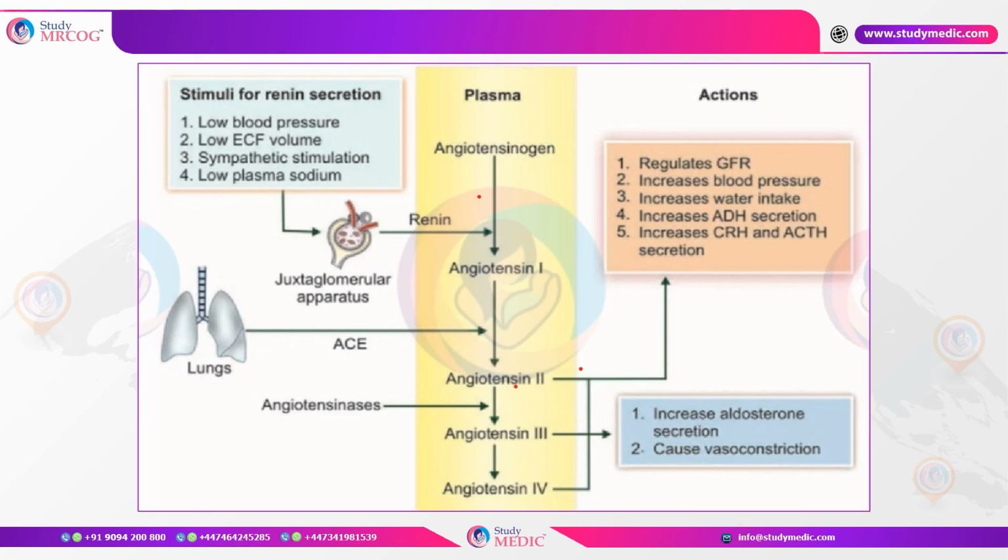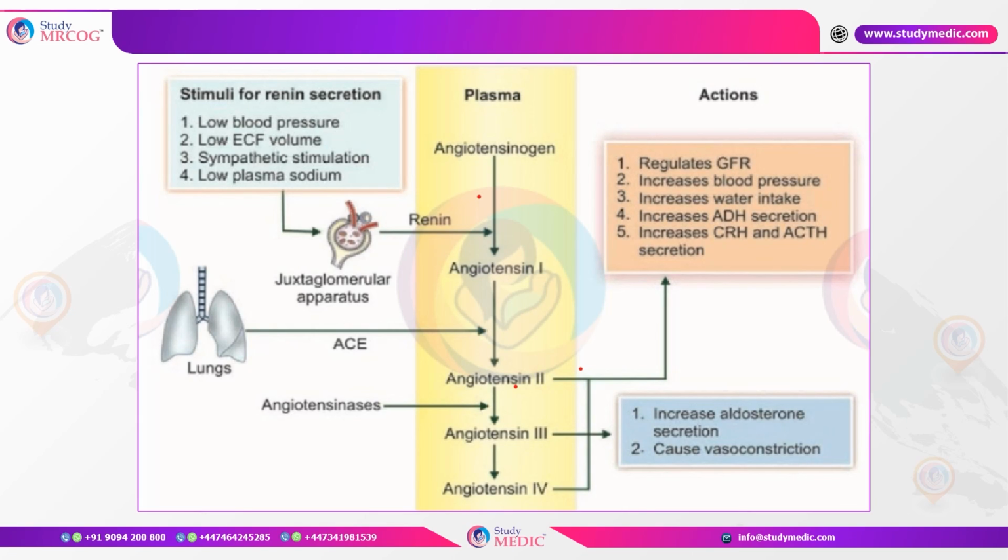The function of renin is to convert angiotensinogen, which is present in the plasma, into angiotensin 1. This angiotensin 1 will be acted upon by the enzyme called angiotensin converting enzyme, which is secreted by the lungs, converting angiotensin 1 to angiotensin 2. The angiotensin 2, what are the main actions of it? It is going to regulate the glomerular filtration rate, increase the blood pressure, the water intake, and the ADH secretion too. The angiotensin 2 will get converted into angiotensin 3 and 4 by the enzyme angiotensinases.